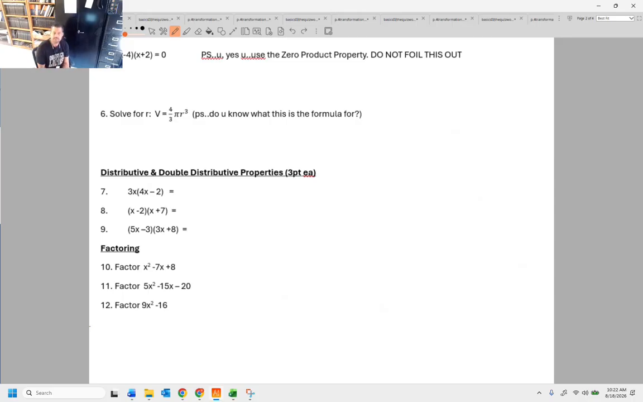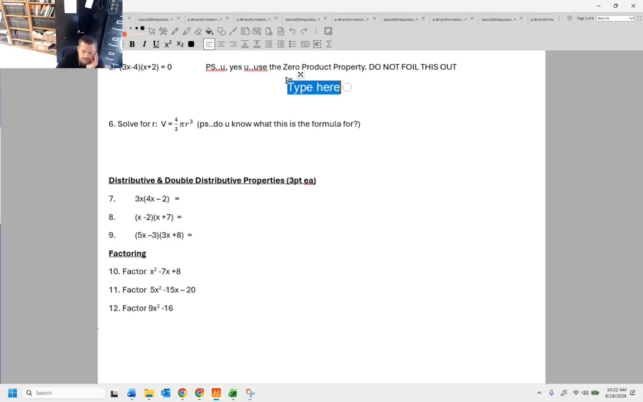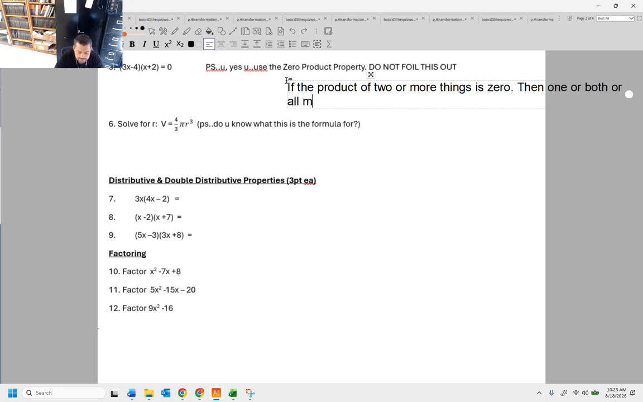Do not FOIL this out. The zero product property is exactly that. It says if the product of two or more things is 0, then one or both or all must be equal to 0. This is called the zero product property.